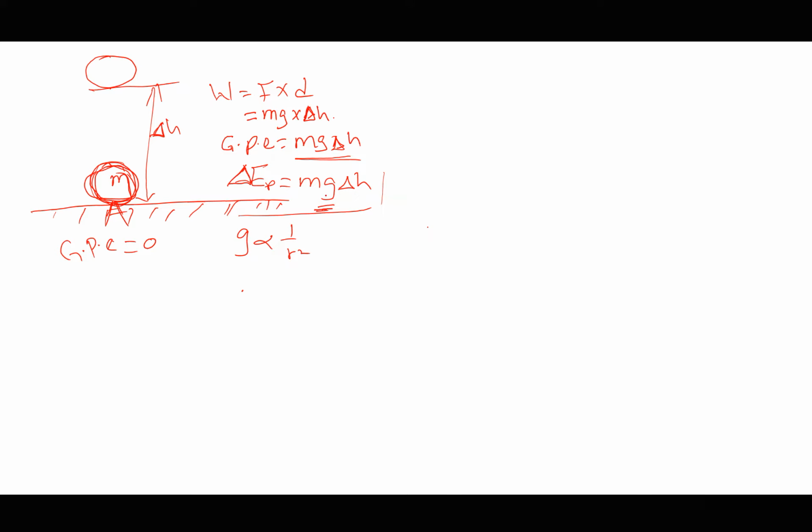But if the object moves several kilometers away from the Earth's surface, then we cannot use this expression in the first place, because g will actually be changing. In fact, g will decrease as the body moves away from the Earth's surface. Every time we use this expression, we are assuming that the gravitational field strength is constant.